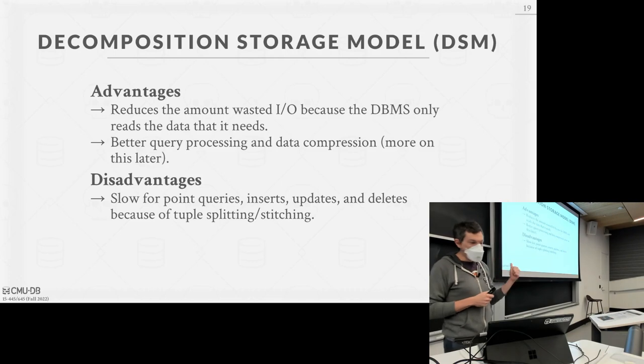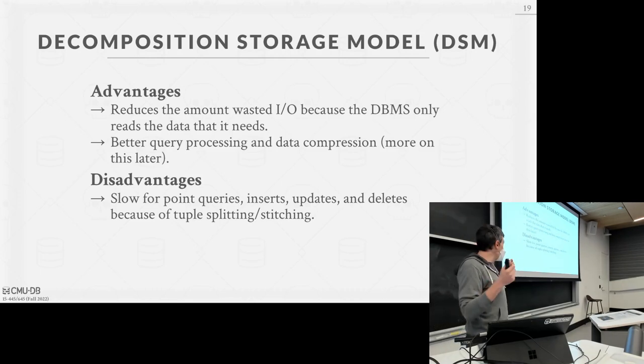Right? And then you can get better compression and query processing because it's now also in this columnar format, which we'll cover in the second half today. And the downside is what he brought up, where this is obviously going to be much slower for inserts, updates, and deletes, especially if the data is potentially sorted already, pre-sorted, because you have to split things up and put things back together. Okay?